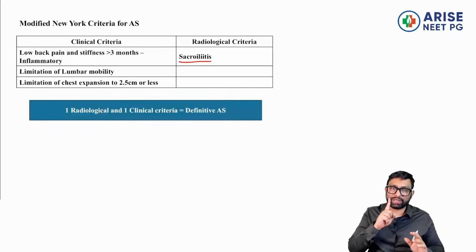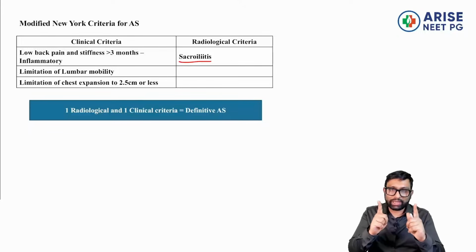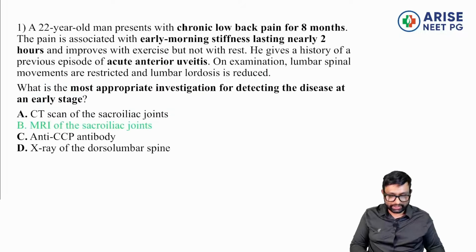Clinically, the patient should either have chronic low back pain for more than 3 months, which should be inflammatory, or limitation of lumbar mobility, or limitation of chest expansion to less than 2.5 centimeters. If any one clinical sign and one radiological sign is present, then this patient is definitively a case of ankylosing spondylitis.